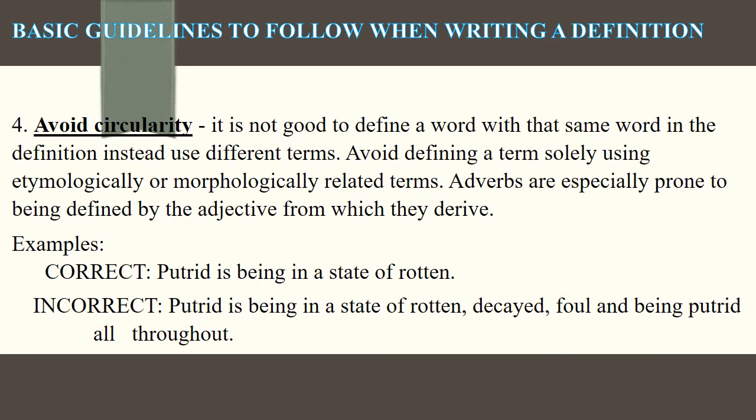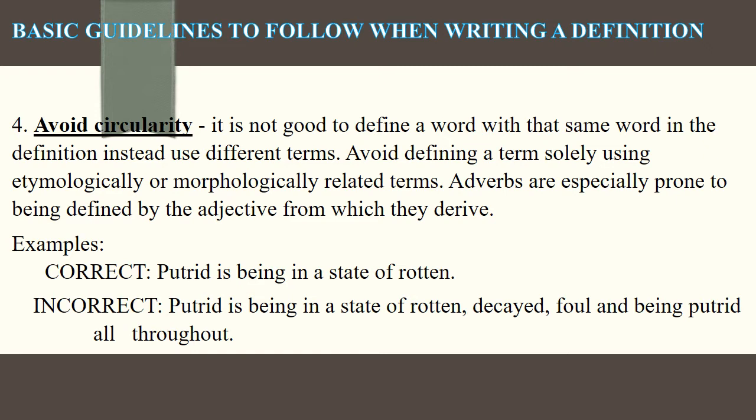So we need to avoid specific terms as much as possible. Okay, so the fourth guideline is to avoid circularity. So it is not good to define a word with the same word in the definition. Instead, use different terms. Avoid defining a term solely using etymologically or morphologically related terms. Adverbs are especially prone to being defined by the adjective from which they derive.